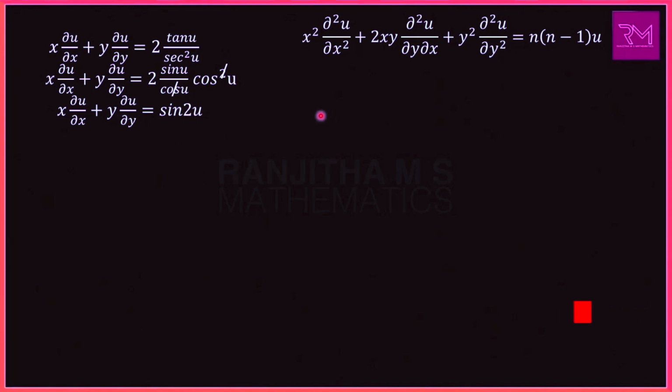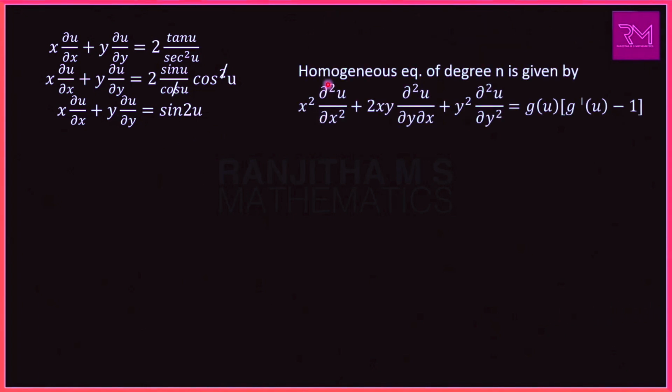Or we can apply another formula, which we have to remember: for a homogeneous equation of degree n, x² ∂²u/∂x² + 2xy ∂²u/∂y∂x + y² ∂²u/∂y² is equal to g(u)(g'(u) − 1). We have to remember this formula. Now I will use this method to solve this problem.